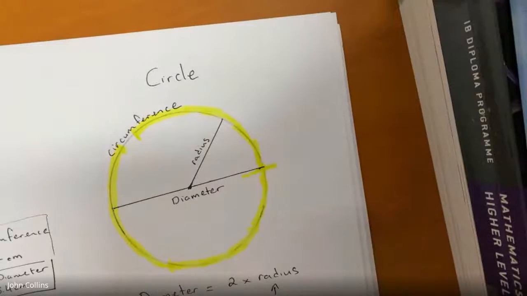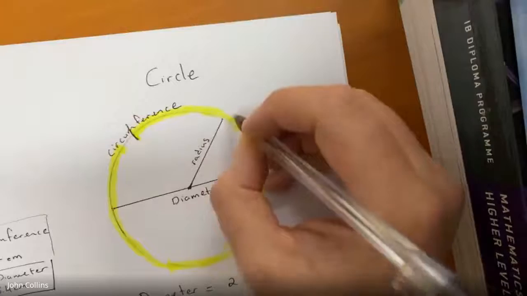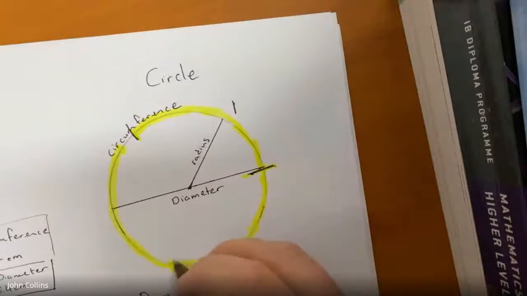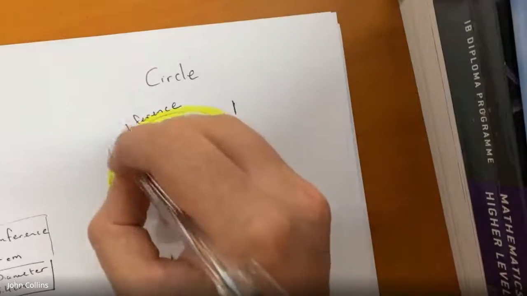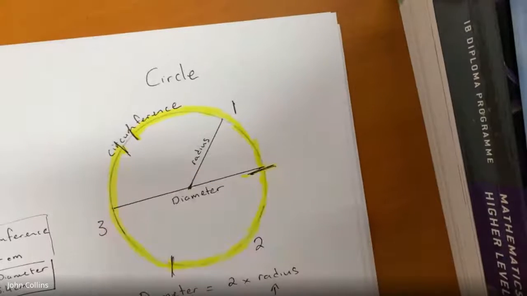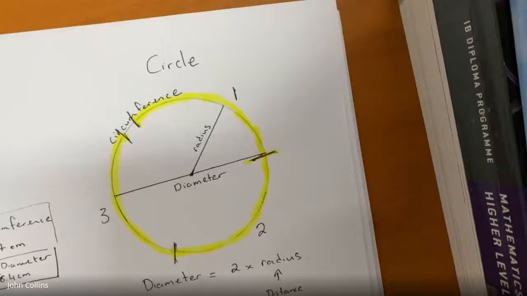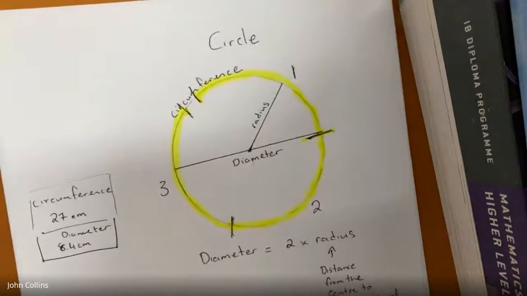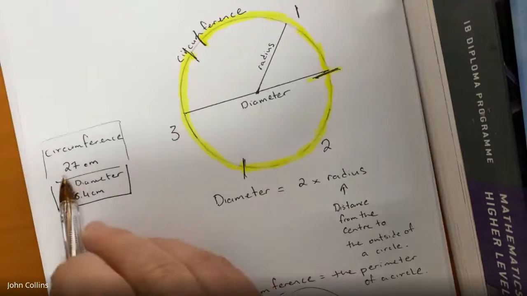So from here to here was once. From there to there was twice around. And from there to there was 3. And then there's this bit. 3 and a bit. Exactly, 3.14 times. And let's go back to this calculation I did.